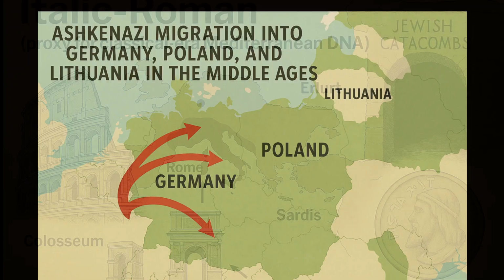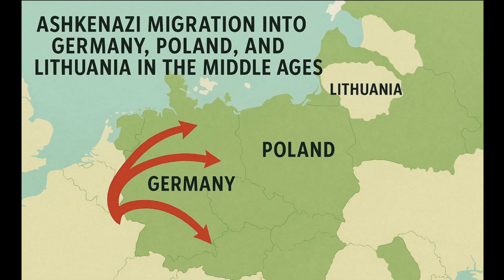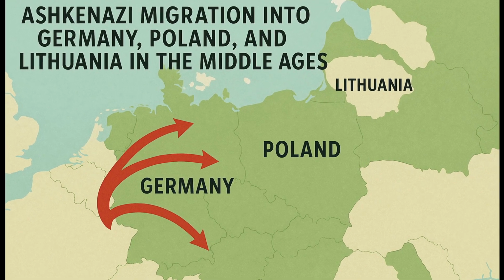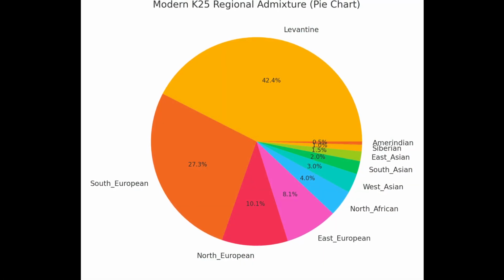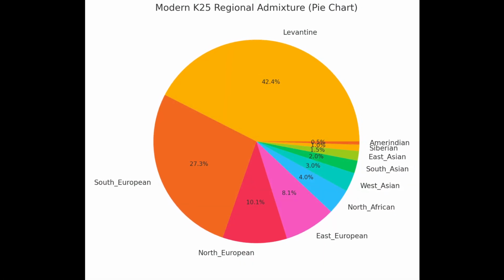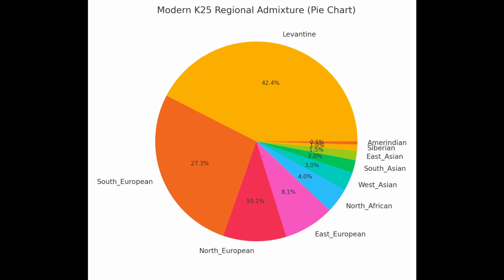Eastern and Northern European ancestry points to Ashkenazi migration into Germany, Poland, and Lithuania in the Middle Ages. Smaller components like North African and West Asian are also common in Jewish diaspora populations. And those tiny traces of East Asian, Siberian, or Amerindian, they're almost certainly background noise, not recent ancestry.